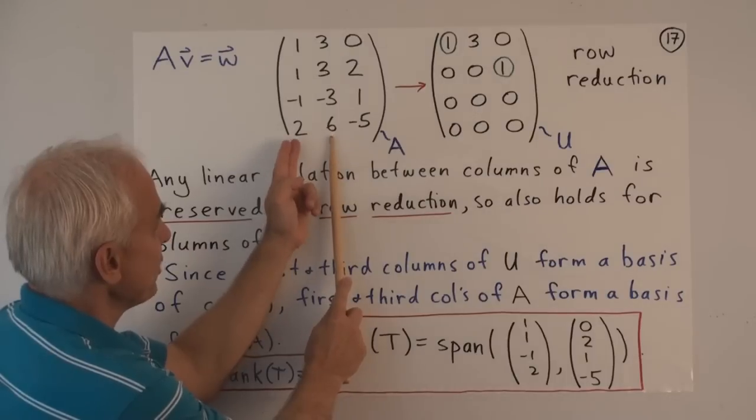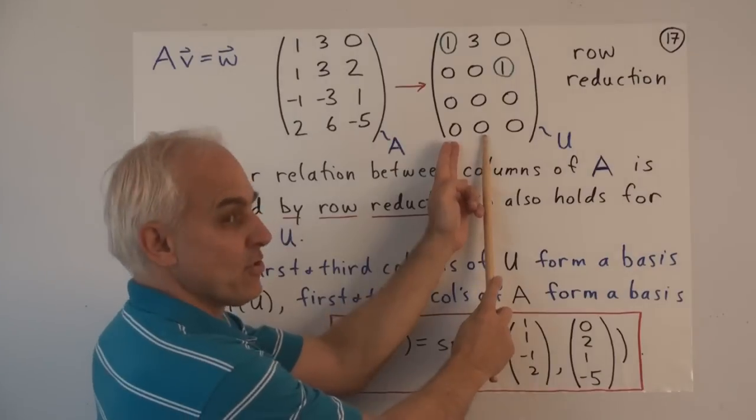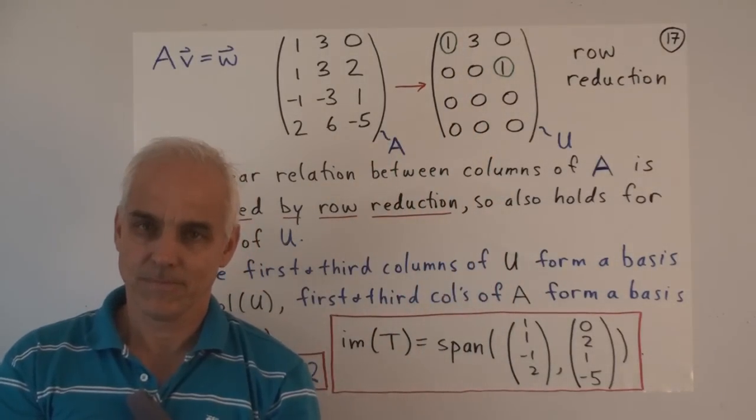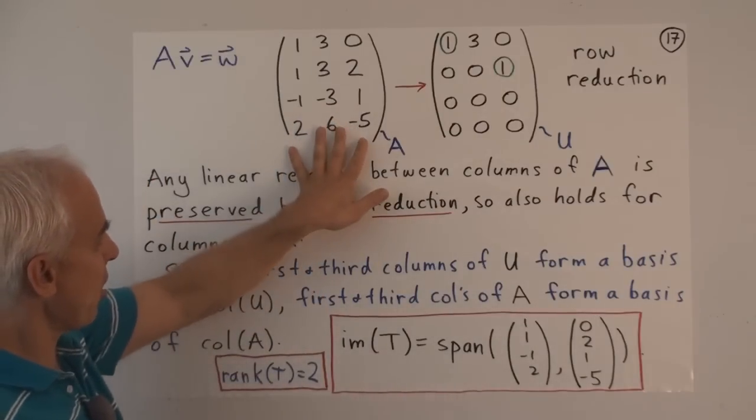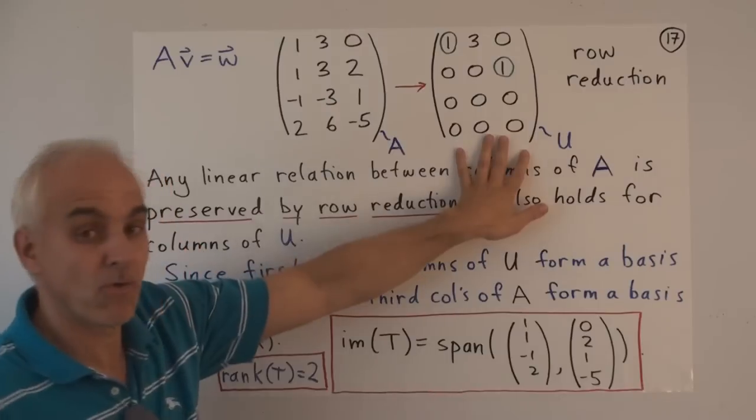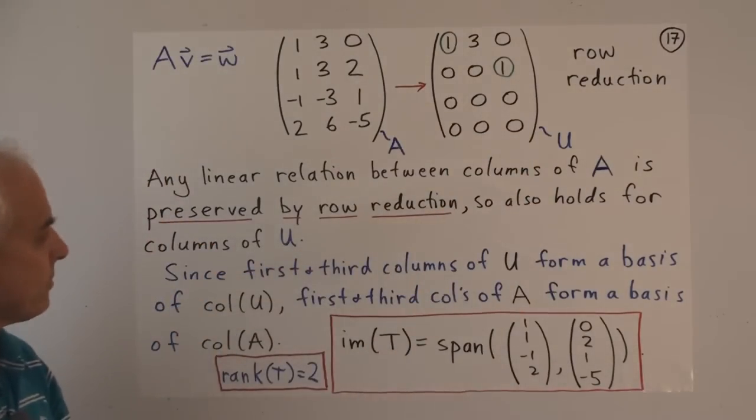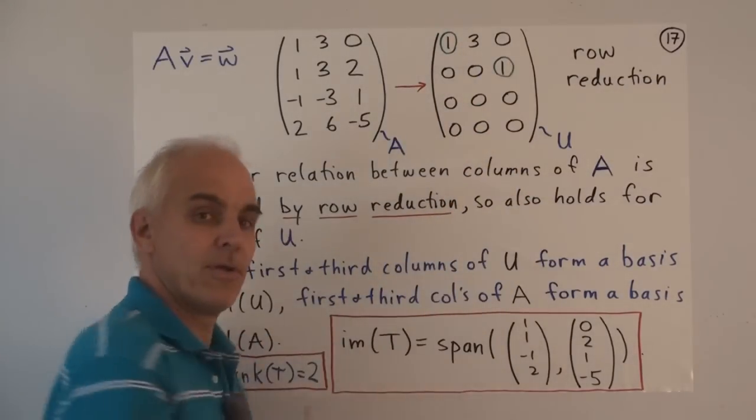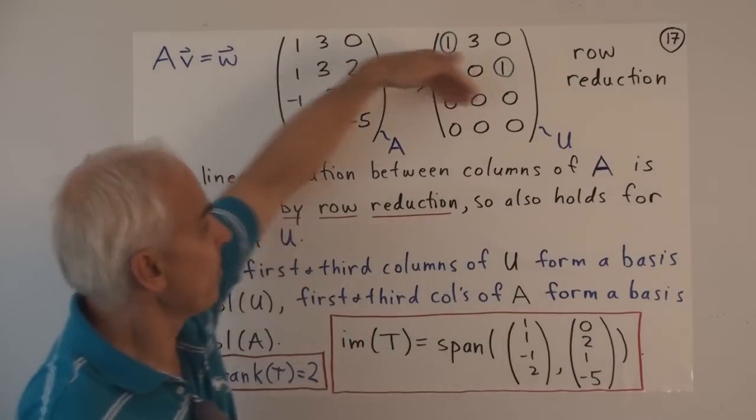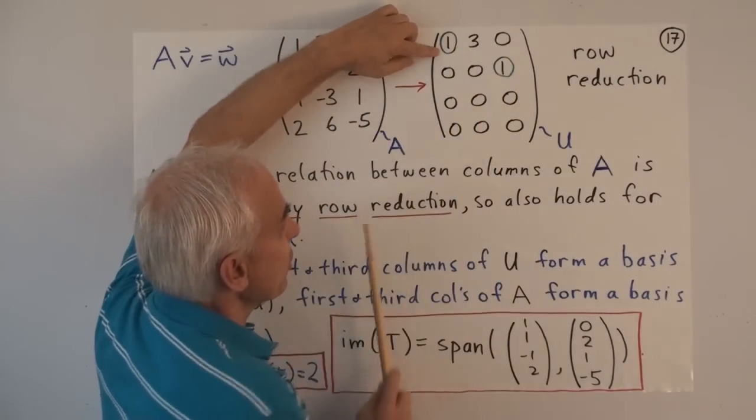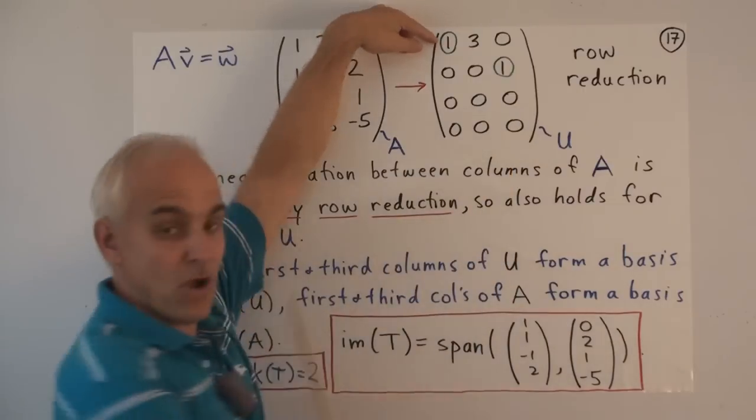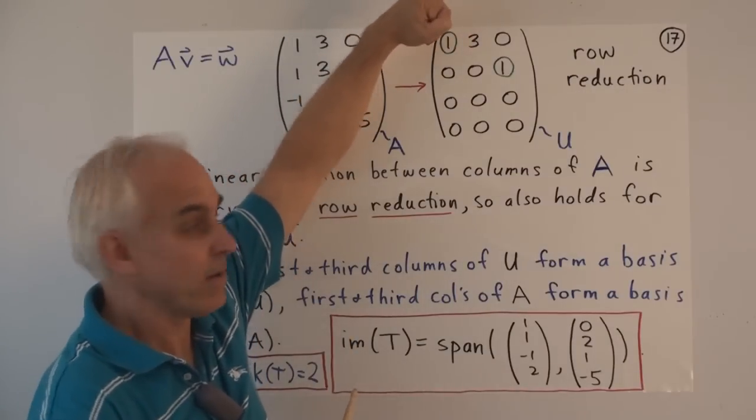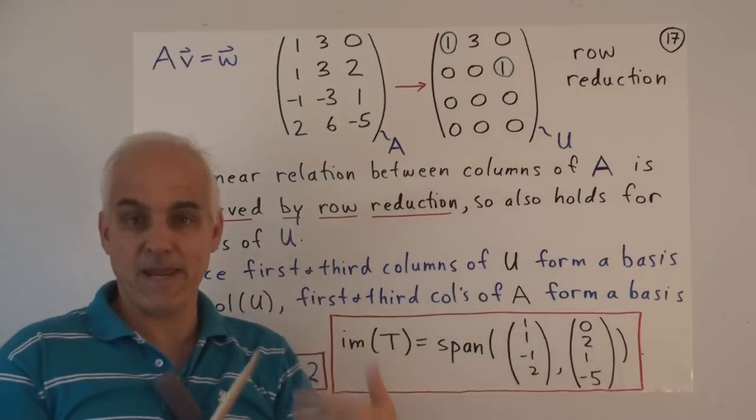That's true over here for these 2 columns, and it's also true for these 2 columns. This second column here is also 3 times the first column. That's true for any relationship between columns. It's maintained in row reduction. So over here things are much simpler. Over here we can see that these 2 columns span the column space. In other words, the 3 columns are just linear combinations of the first and the third column. The second column is redundant. It's just a multiple of the first one. It's really these 2 columns that form a basis.